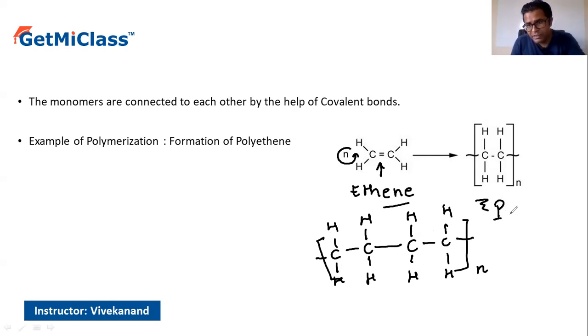This is the molecule you get. Over here we term it poly. Poly means many. Many ethene molecules have combined, so we call it polyethene.